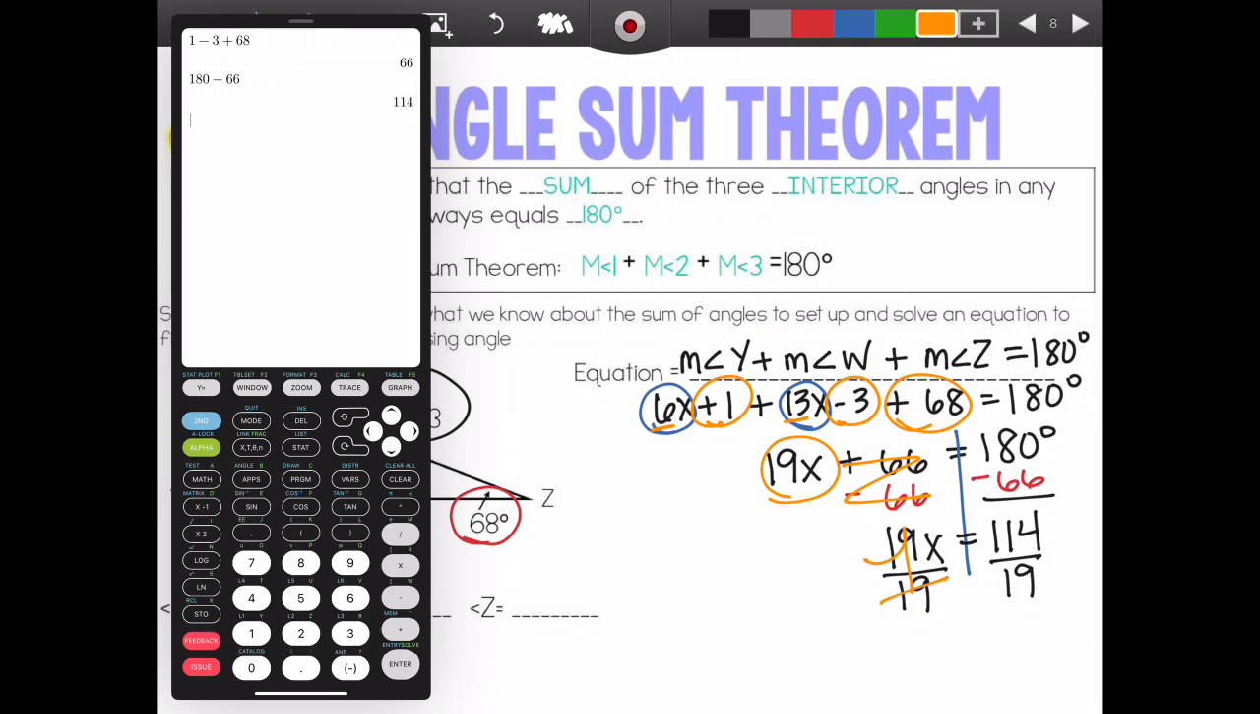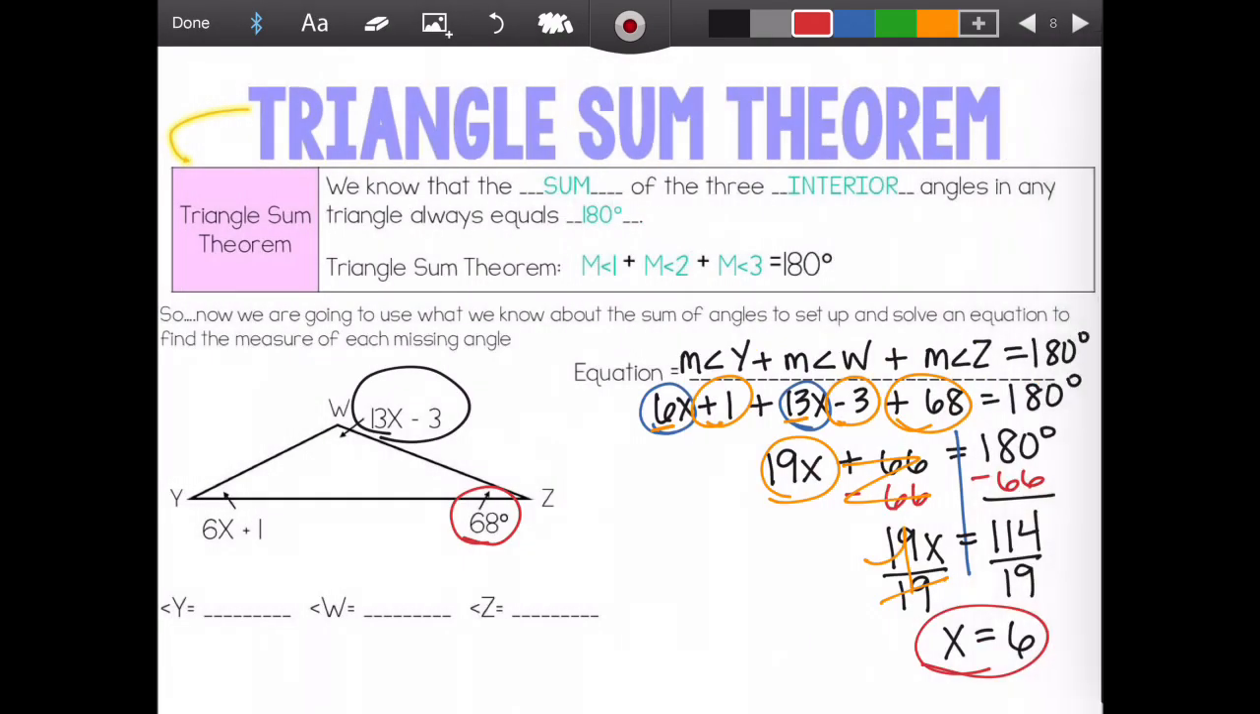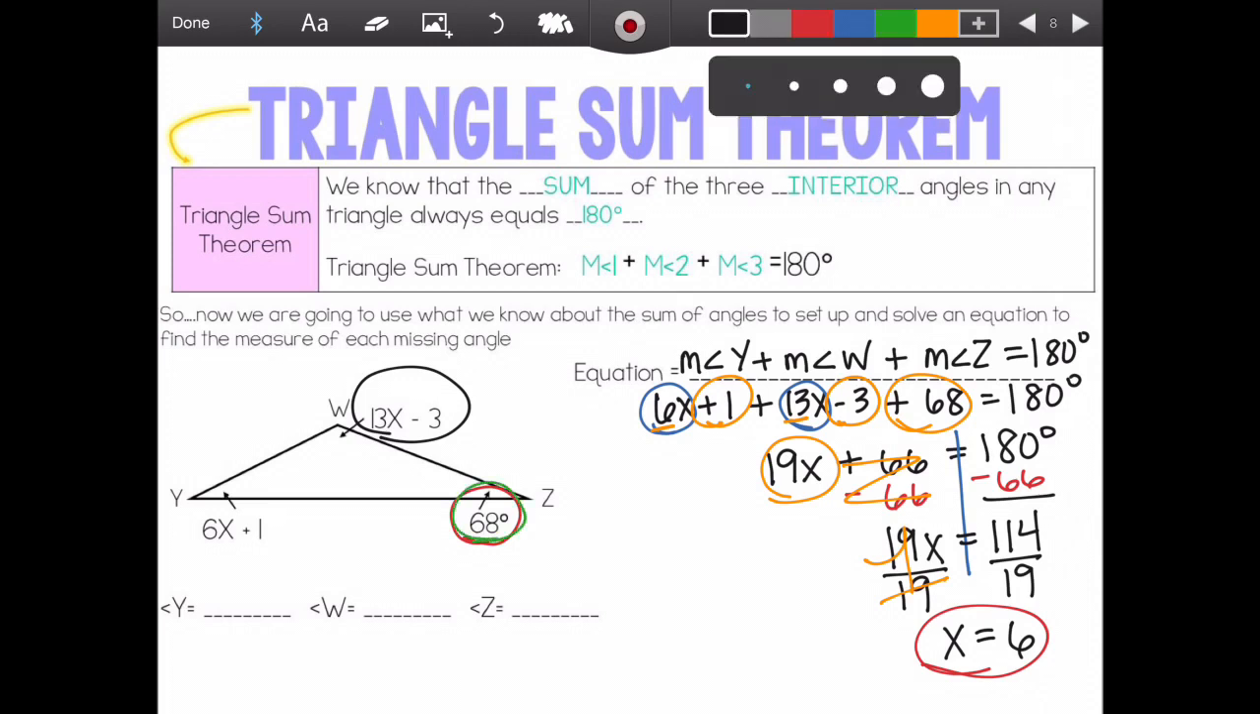This becomes 1, so I have x equals, and then I have to divide 114 by 19. 114 divided by 19, and I get 6. So x equals 6. But again, that's my solution for x, not my angle measures. So now I have to take that solution and plug it into the angles. So I know Z is 68 because it tells me, so I don't have to solve anything there. The measure of angle Z is 68 degrees. I just have to solve for Y and W.